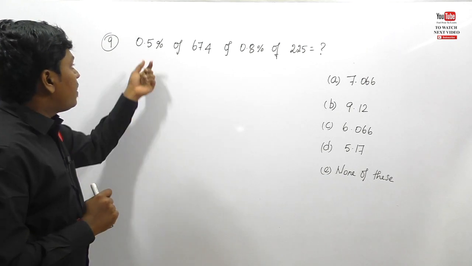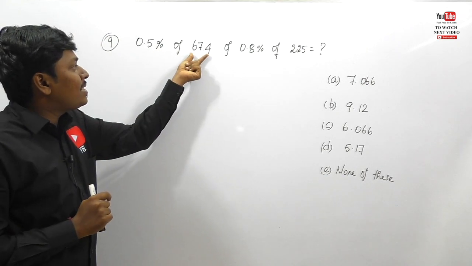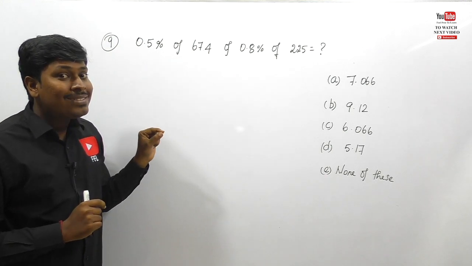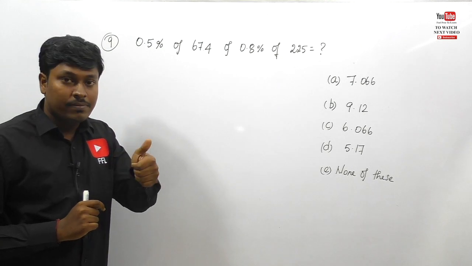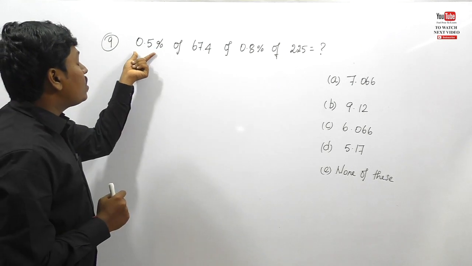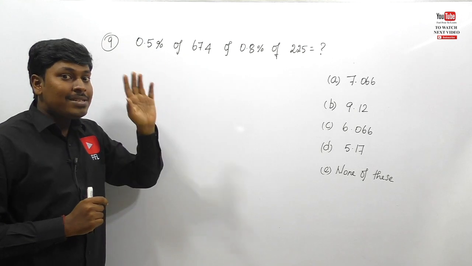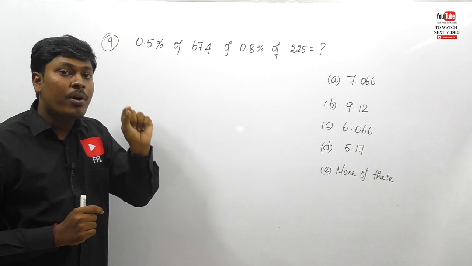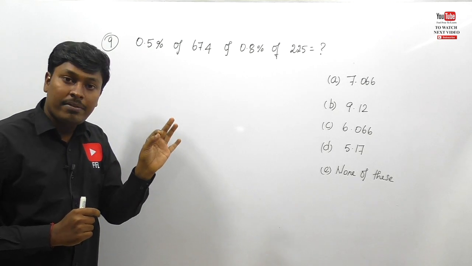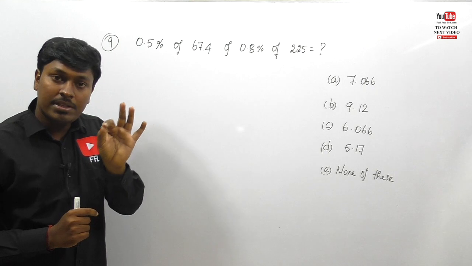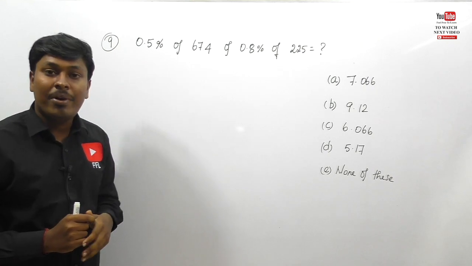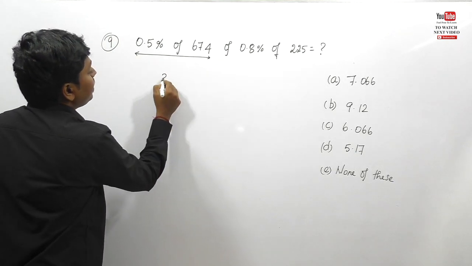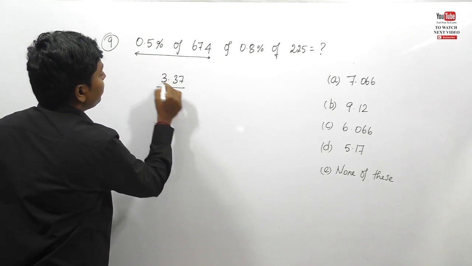Listen carefully. We need to find what is 0.5% of 674. Just see what is 1% of 674. 1% will be 6.74. Friends, clear on the point? We need to find what is 0.5% of 674. I am just saying what is 1% of 674. 1% of 674 will be 6.74. We need to find what is 0.5%. 1% is 6.74 divided by 2, that is 3.37. So friends, I can say that for this step I am getting 3.37 as your answer.